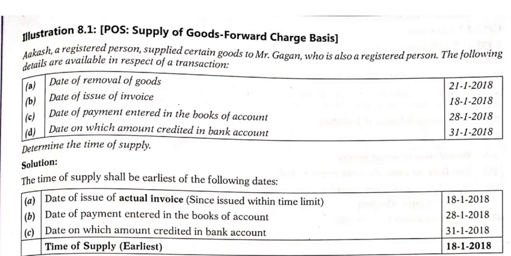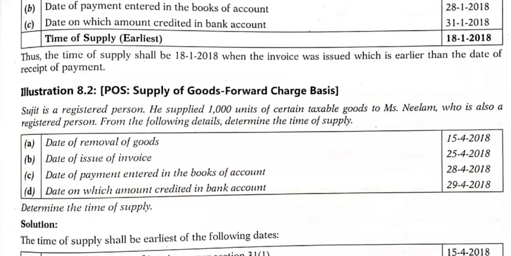Let us see one more problem. Sujit is a registered person. He supplied 1,000 units of certain taxable goods to Miss Neelam, who is also a registered person. From the following details, determine the time of supply. The date of removal of the goods is 15/5/2018. Date of issue of invoice 24/4/2018. Then the date of payment entered in the books of accounts 28/4/2018, and date on which amount credited in the bank account, that is 29/4/2018.